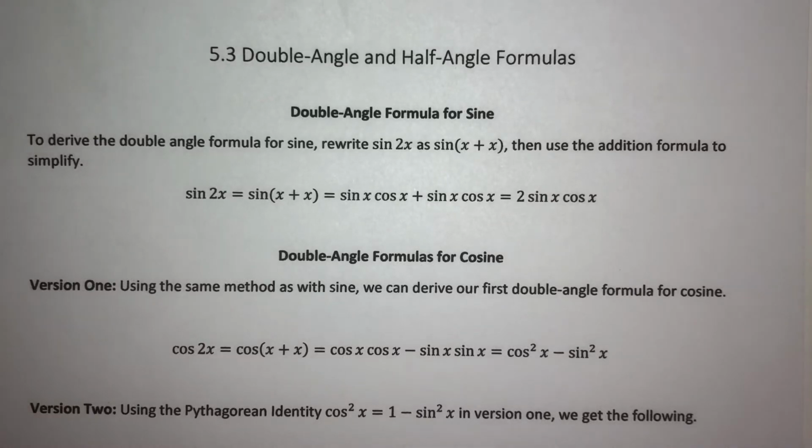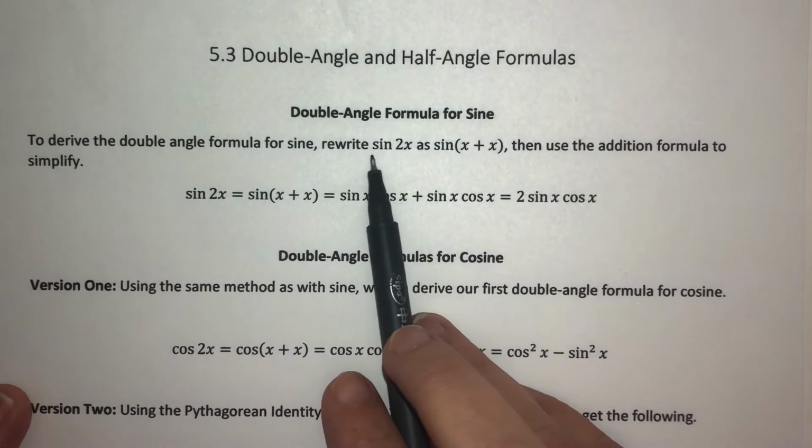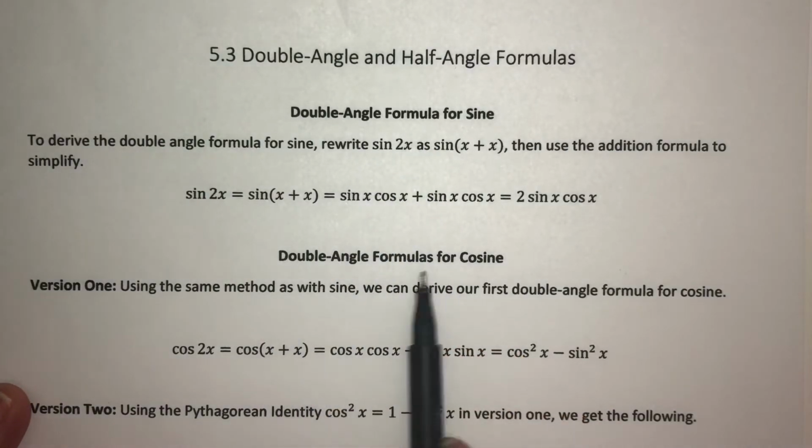This is section 5.3, double angle and half angle formulas. So what we're going to do is derive some of these formulas ourselves. A double angle formula for sine, which will be written something like sine of 2x. Double angle for cosine is cosine 2x, tan 2x, so on and so forth.